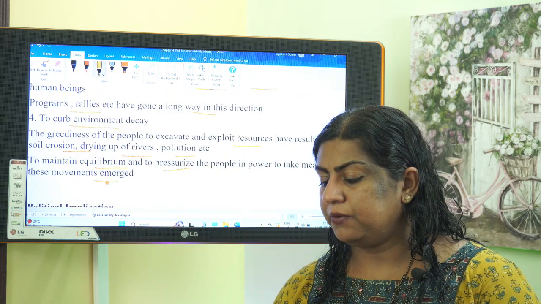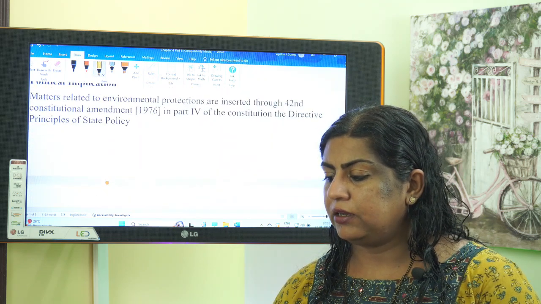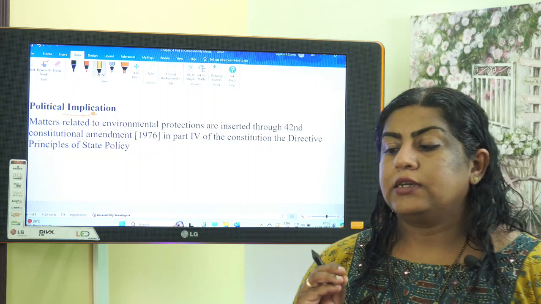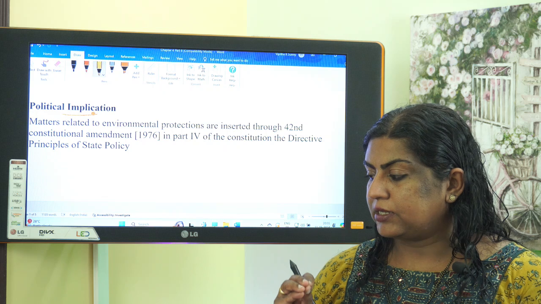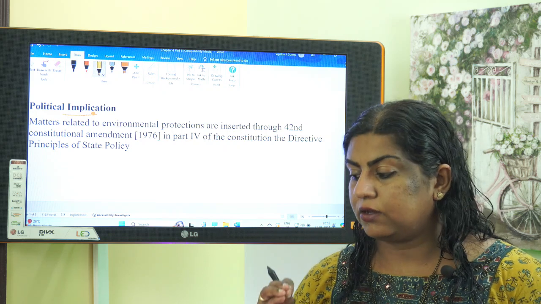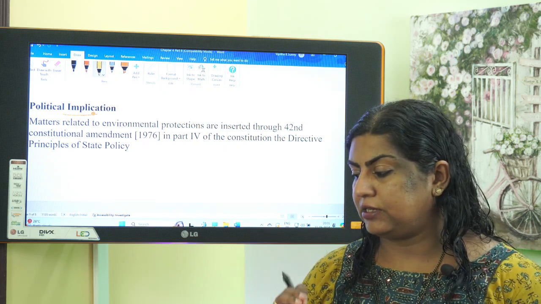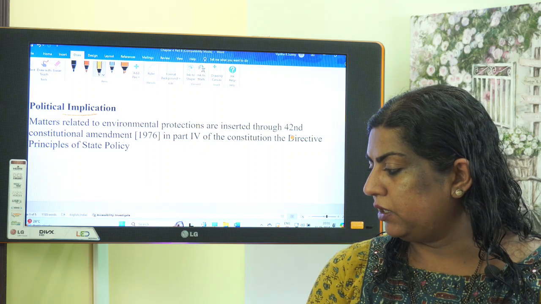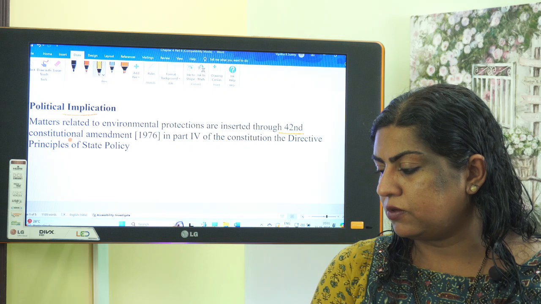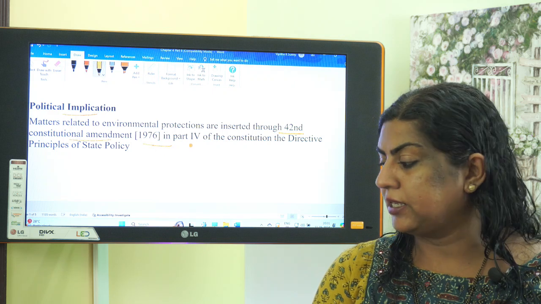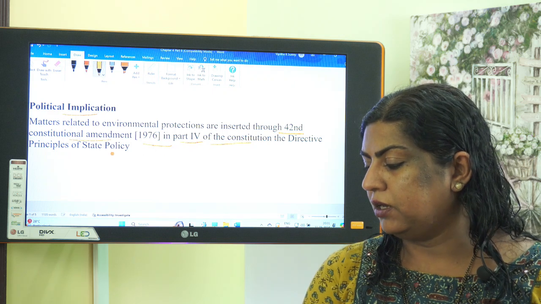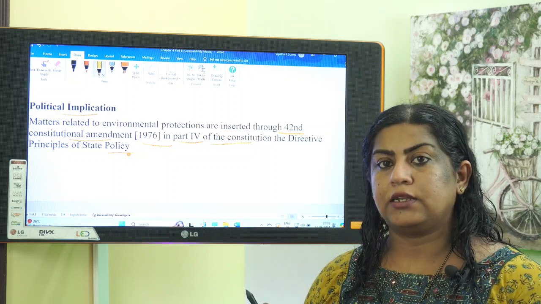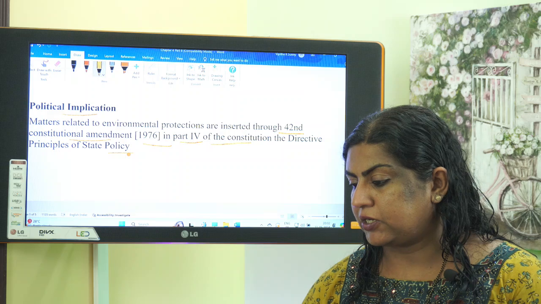Now next is the political implication of these kind of movements. So matters related to environmental protection are inserted through the 42nd Constitutional Amendment 1976 in Part 4 of the Constitution. So we have to be very thorough with that. 42nd Constitutional Amendment 1976. In Part 4 of the Constitution, the Directive Principles of State Policy, here we find matters related to environmental protection.